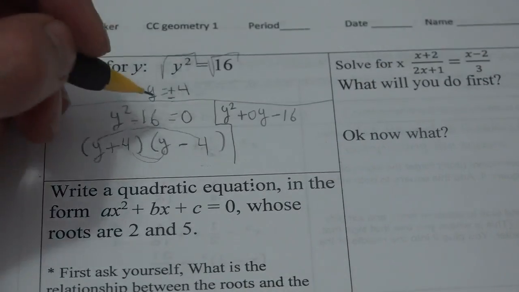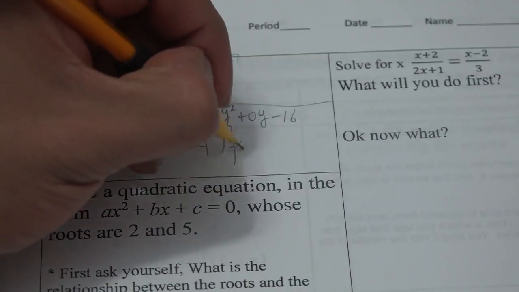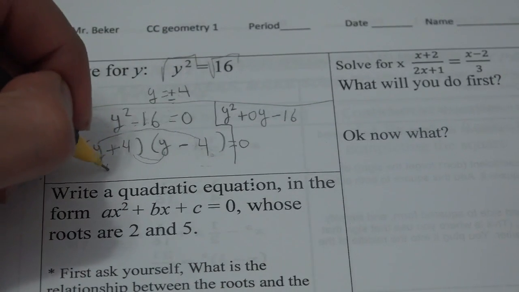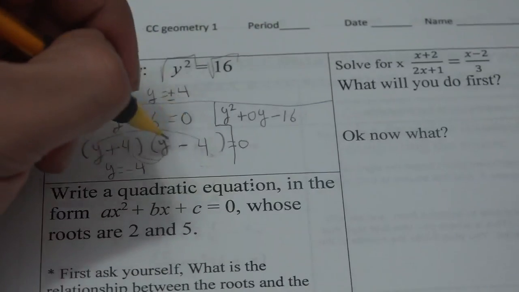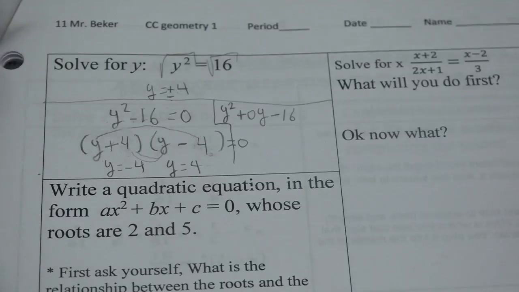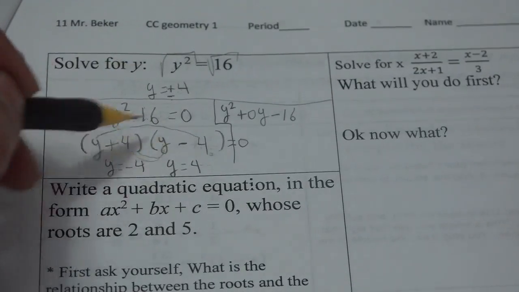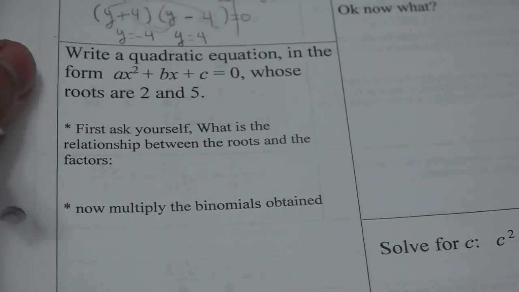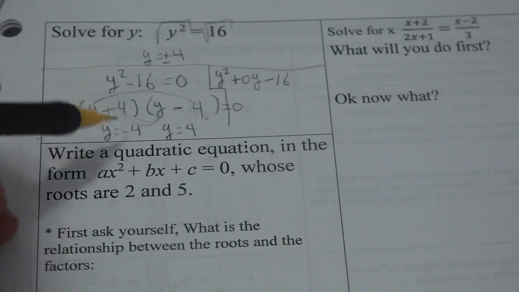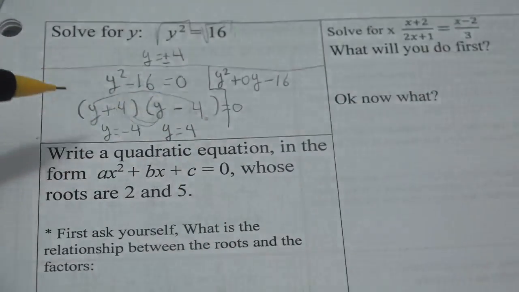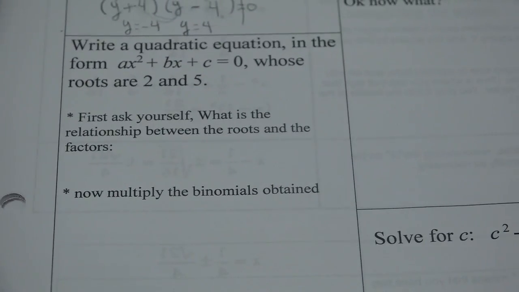All right, so now what? Well, remember, this is a quadratic equation and it's equal to 0. So what number plus 4 is 0? Negative 4. What number minus 4 is equal to 0? 4. So I can look at 4 and negative 4 as my solutions. So that's what I meant. Okay, so now let's go on to the next one. Oh, by the way, what is the relationship that you notice between the factors and the solutions? Yes, exactly. They're opposites.